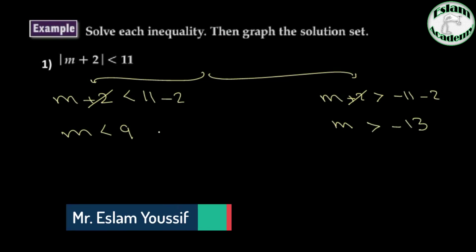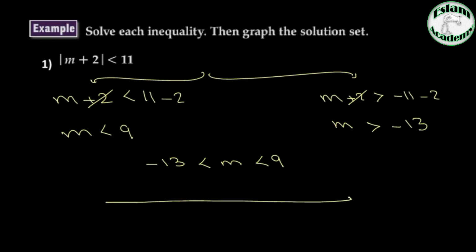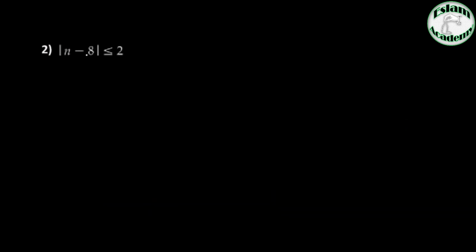There is a number less than 9 and more than negative 13, so m is more than negative 13 and less than 9. So the solution now will be, that's negative 13 and that's positive 9. Both of them are open and they will share the part between them. So if the sign of the inequality is less than a positive number, it means the solution lies between two numbers.